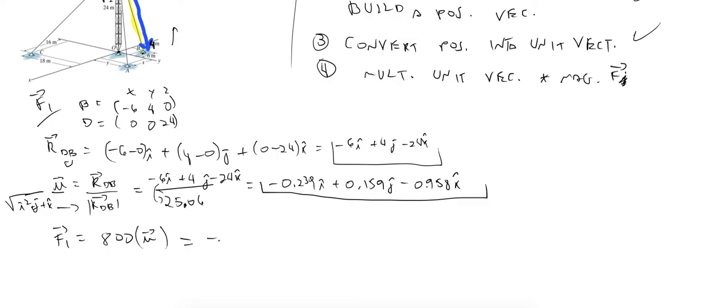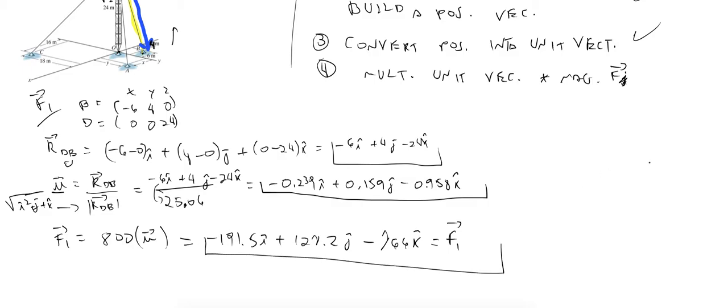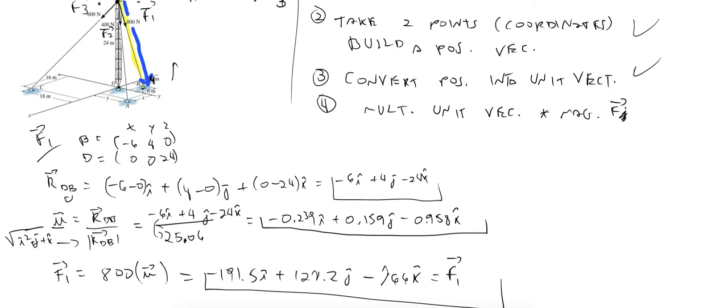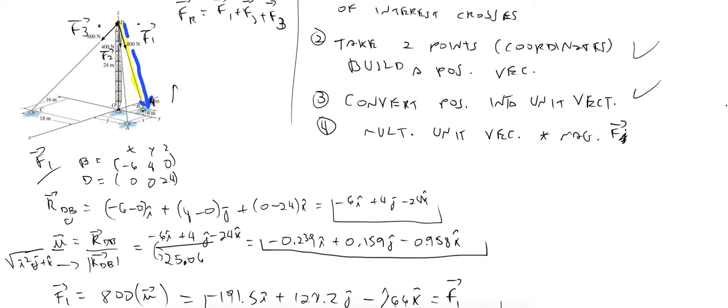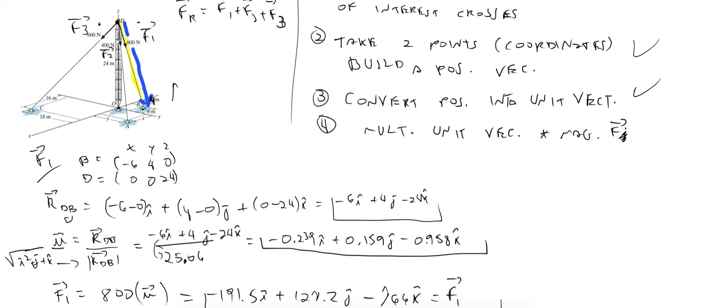So we got negative 191.5 I plus 127 J minus 766 K. Okay, so we got F1. This is equal to F1. Done. So all we have to do is F2 and F3, and then add them all together. Different color, I kind of use a lot of the black one.